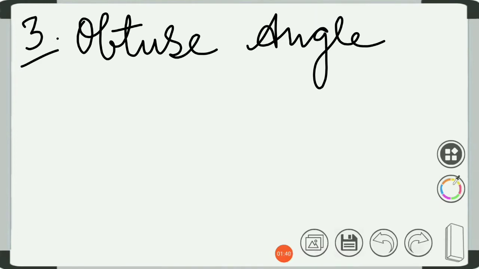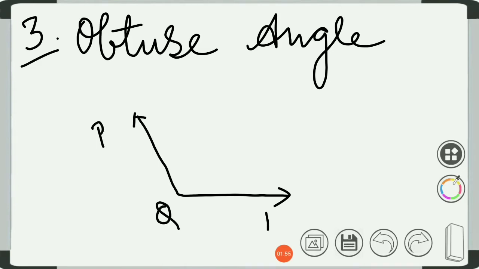Third one is obtuse angle. What is an obtuse angle? An angle whose measure is more than 90 degree and less than 180 degree. Like look, angle PQR, and this is the angle. Just imagine an angle of 120 degree, because 90 degree lies here and this side is more than 90. So an angle whose measure is more than 90 degree but less than 180 degree is called an obtuse angle.